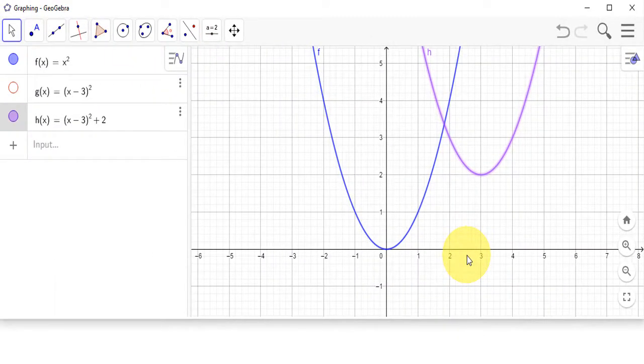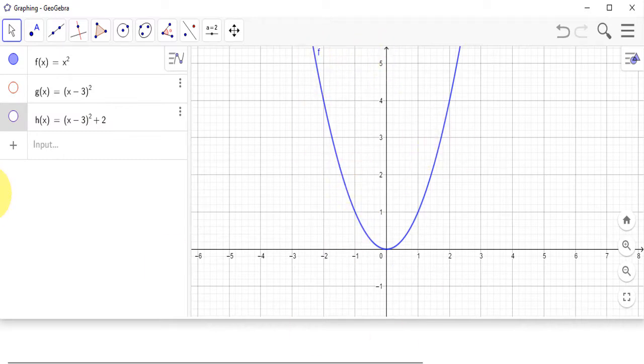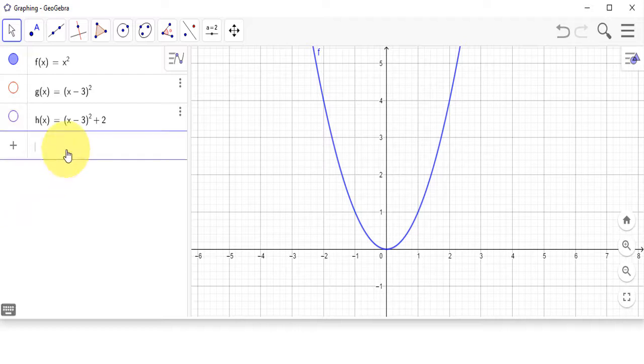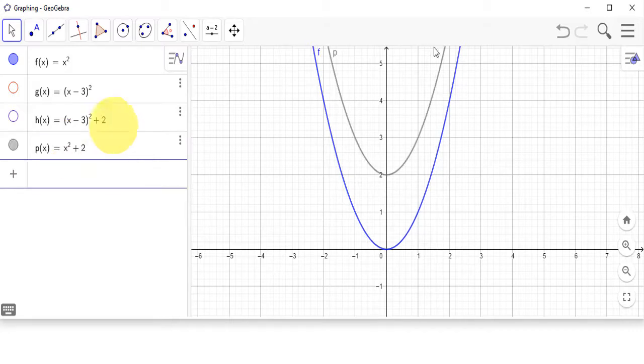Now we're going to do another type of shift. What happens if I just have my parent function and I want to move it up or down? What do I need to do? Well, the only thing that I need to do is write my parent function, but if I want my parent function to go up, I'm just going to add a number. Let's say in this case 2. That means my parent function has been moving up. How many units? Well, the number of units I have here in this case is 2.